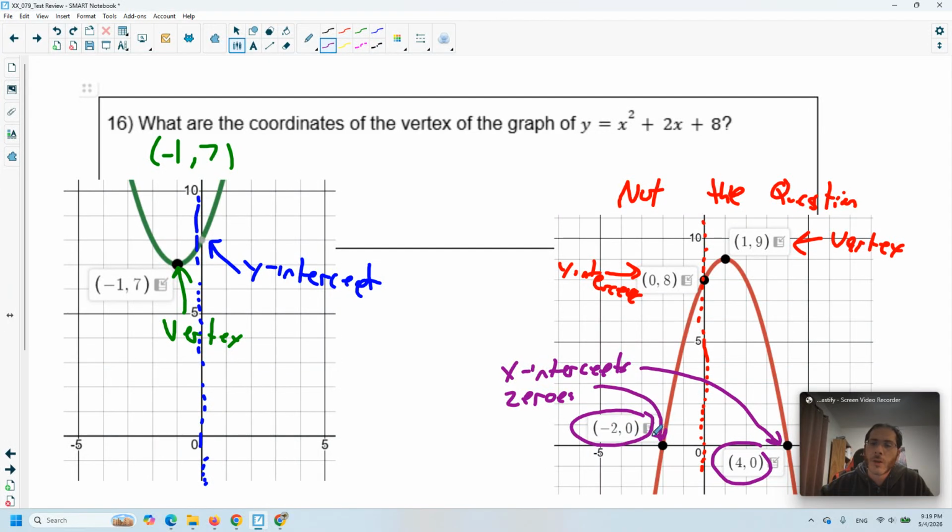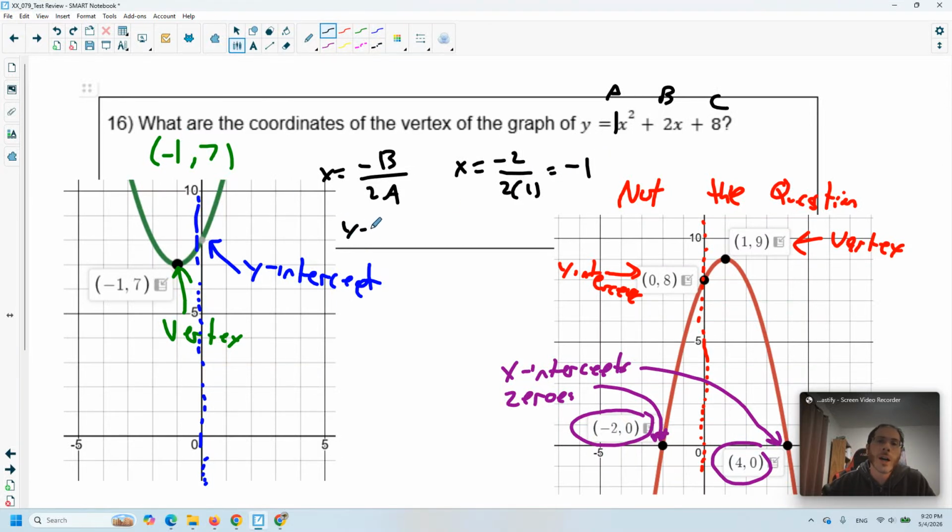So those are all the vocab words that go with each of the special points on the parabola. We did not do the equation in class. If you do want to do the equation, I'll leave that up to you. The equation is x equals negative b over 2a, where in this case a is 1, b is 2, and c is 8. So x equals negative 2 over 2 times 1, which is negative 1. That makes sense. That's what we got.